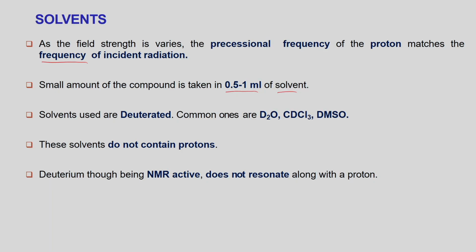You want to dissolve something, you do not do it directly, because otherwise the peaks will not be comparable. So, we use a deuterated form of solvent. For example, heavy water, D2O, deuterated chloroform, or dimethyl sulfoxide in deuterated form. So, these solvents do not contain protons. Deuterium, being NMR active, does not resonate along with a proton. Okay.